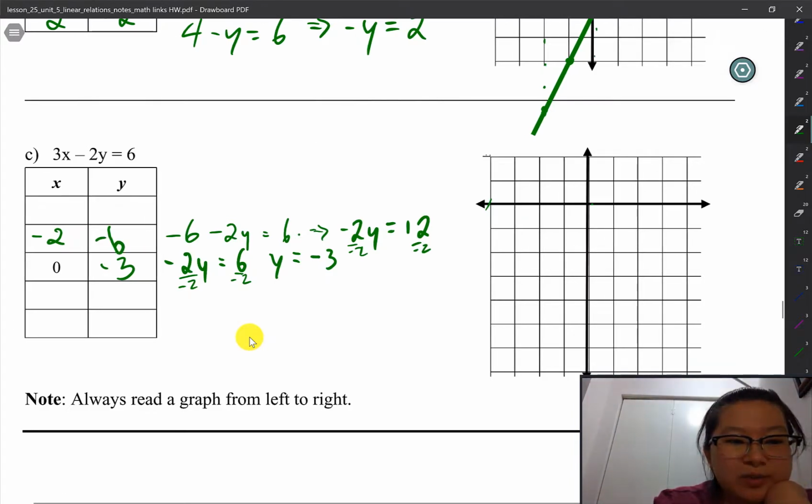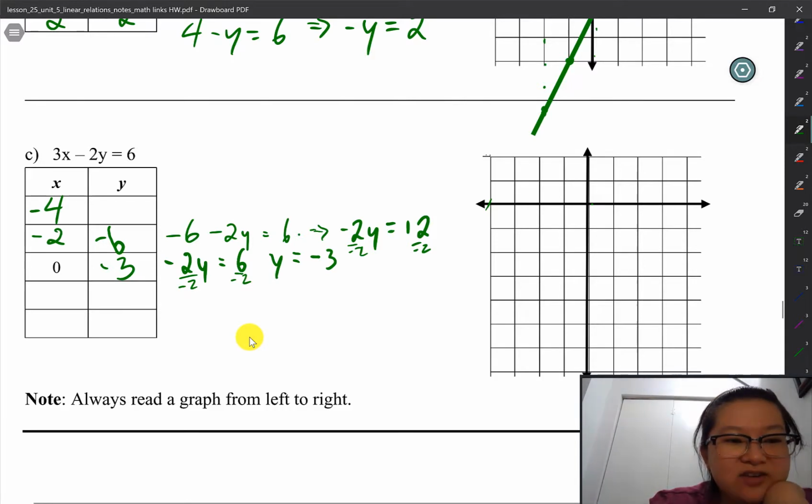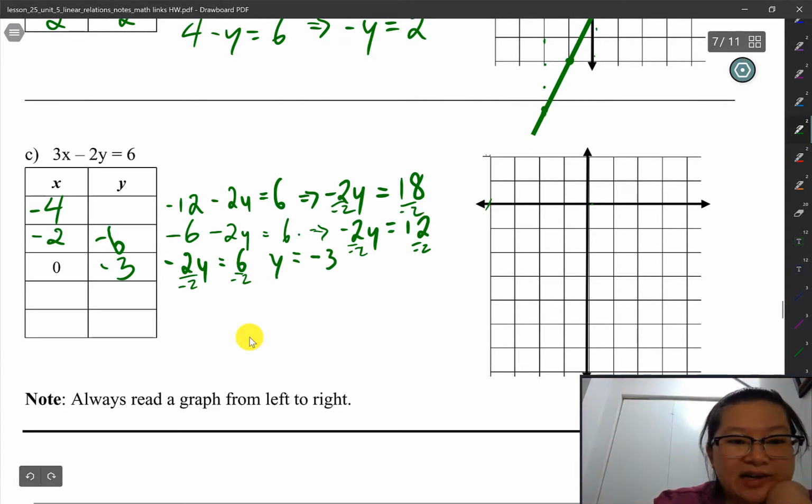Okay, so then going with this pattern, I'm going to choose negative 4 for my x. So negative 4 times 3 is negative 12. And then I get minus 2y is equal to 6. I move negative 12 to the other side. I get negative 2y is equal to 6 plus 12. That is 18. And then divide both sides by negative 2. I get y is equal to negative 9.